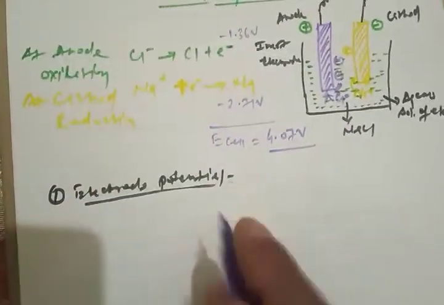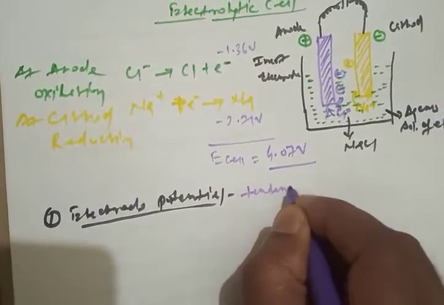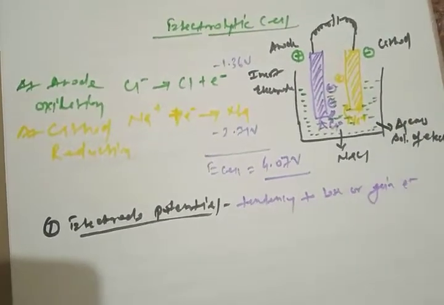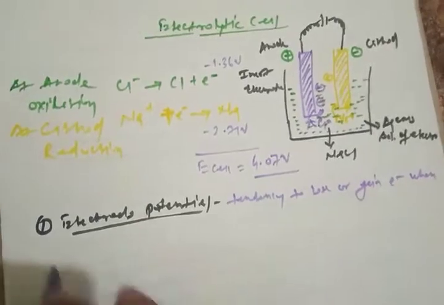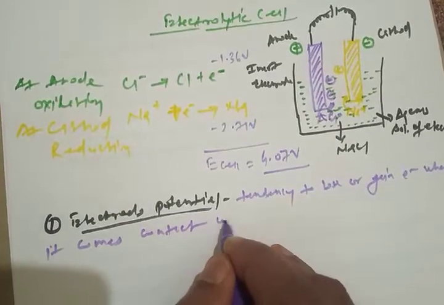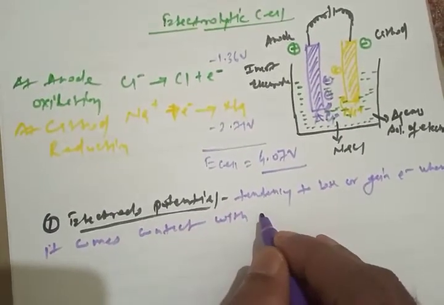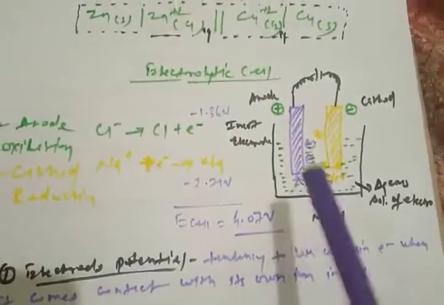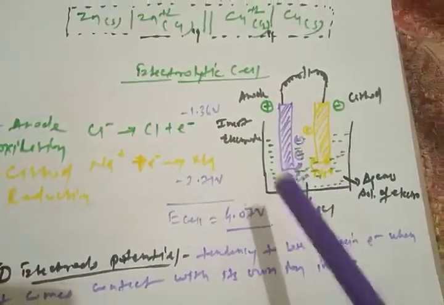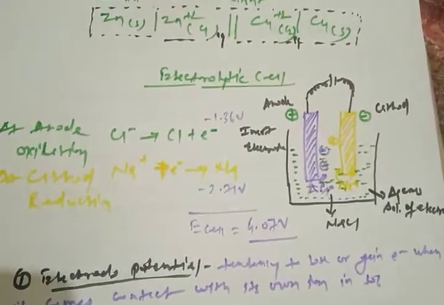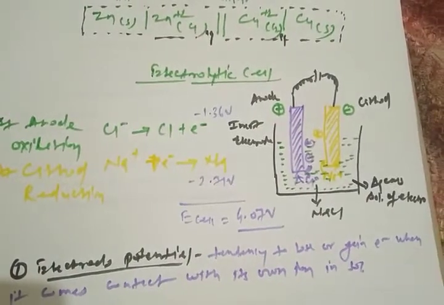So what is the definition? Tendency to lose or gain electrons when it comes in contact with its own ion in solution. So electrode potential is the potential of this electrode, whatever tendency the electrode has to gain or lose electrons. Then what is the standard electrode potential?